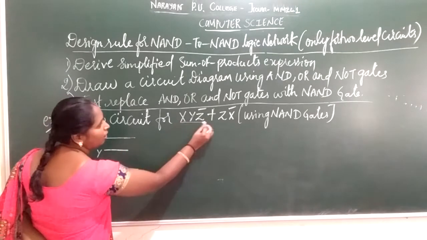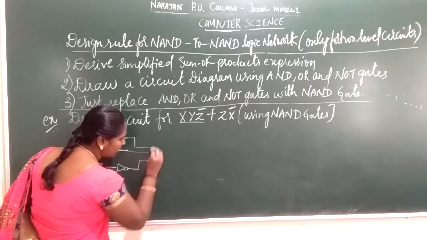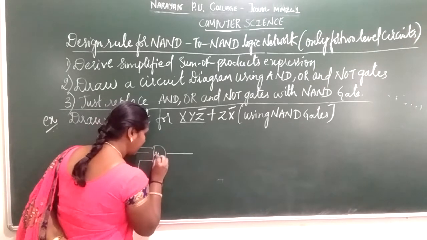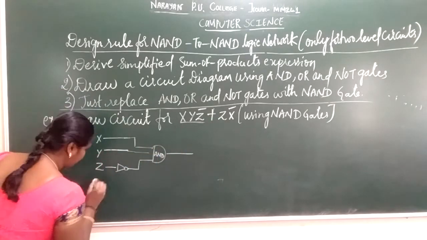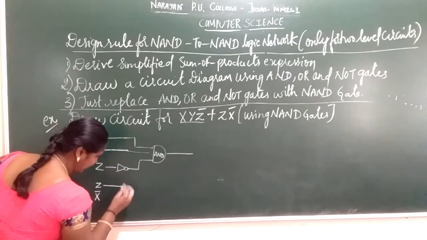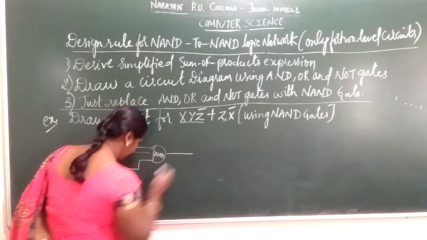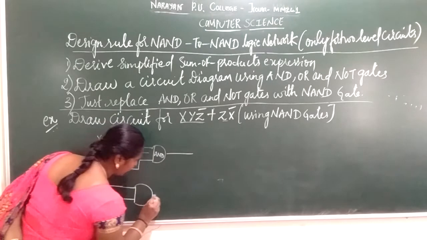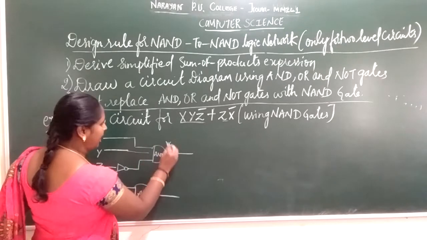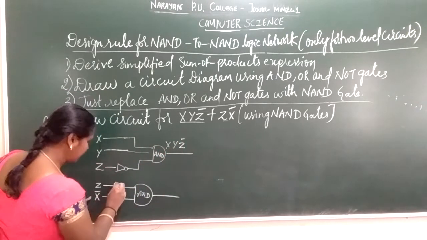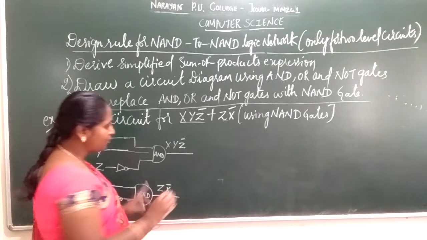For this, what operation is being ANDed? You use an AND operation. So this is my AND operation. Then the next expression is z x bar. So z as it is, x bar complement, use the complement operation. This should be ANDed, so again use an AND gate. So here we get the result as x, y, z bar, and here z x bar. I am using basic gates.